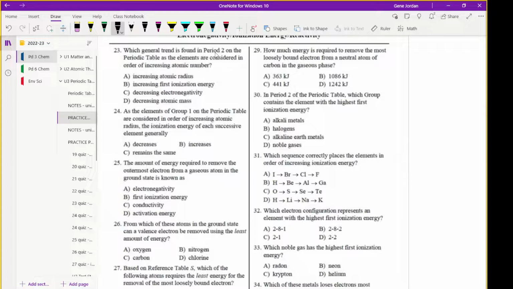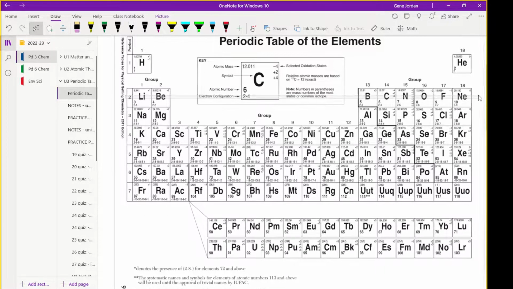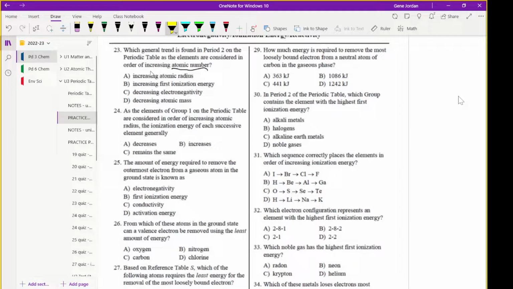Which general trend is found in period 2 on the periodic table of the elements when considered in order of increasing atomic number? Alright, so when we take a look at the periodic table, we're looking at period 2. An ever increasing atomic number just means you're moving from left to right. And what happens with those questions? That's the question. And the answer choices are: the atomic radius increases, increasing ionization energy, decreasing electronegativity, or decreasing atomic mass.